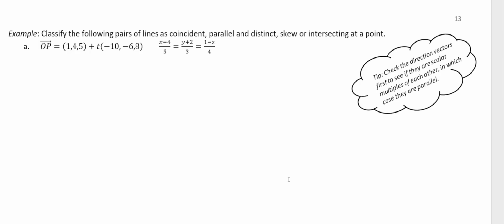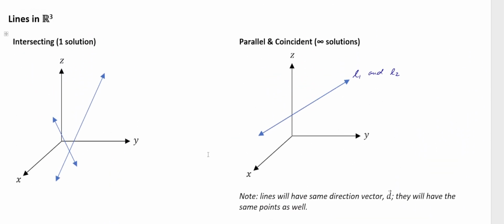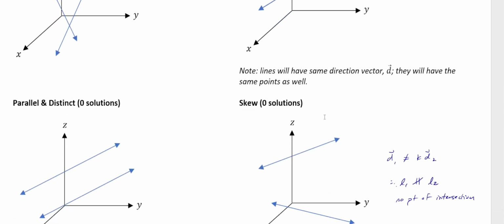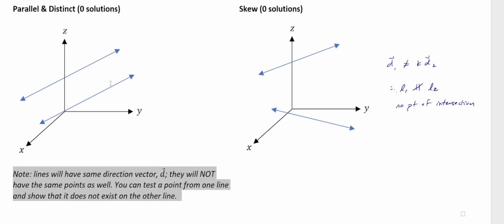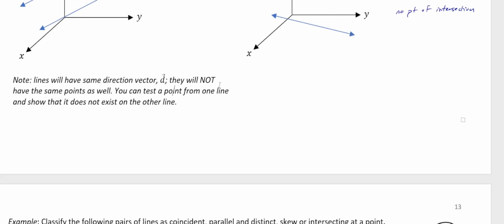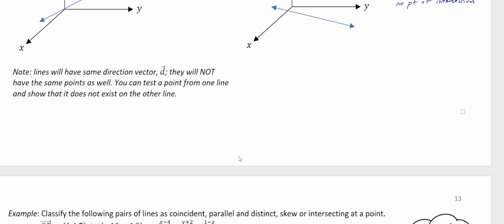Classify the pairs of lines as coincident, parallel, distinct, skew, or intersecting at a point. There's a helpful tip here: check the direction vectors first to see if they are scalar multiples of each other, in which case they are parallel. Then you have to decide, are the lines parallel and coincident, with the same direction vector and the same points as well? Or are they parallel and distinct, with a scalar multiple of the direction vector but not the same points? You just test a point from one line and show that it does not exist on the other.